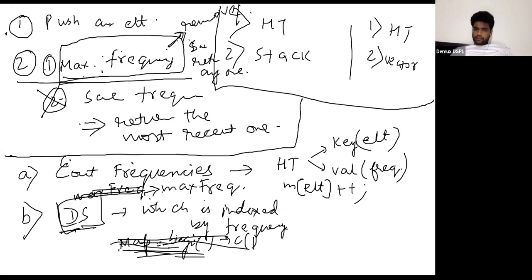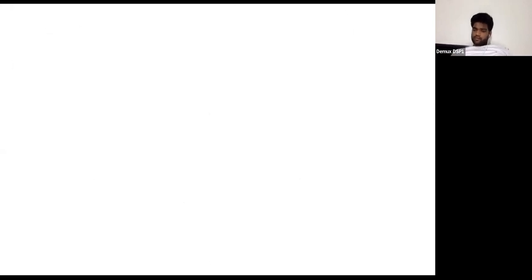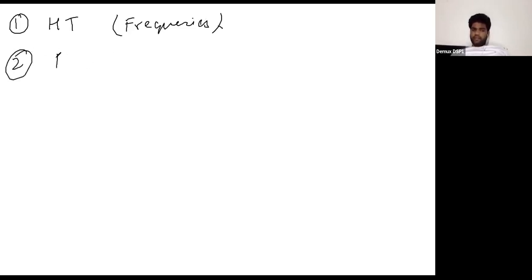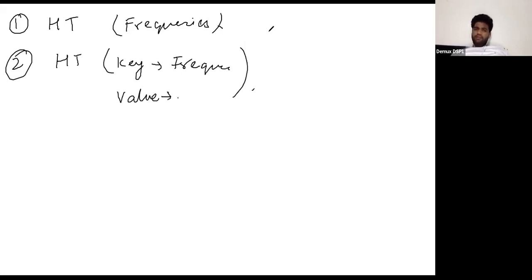So what all have I done so far? I have said that I need a frequency map. So I need a hash table to store the frequencies of every element. That's the first thing. The second thing I have observed is that I will also need a hash table where the key is the frequency and the value is something. Now I will have to see what the value is. Here the key is simply the element and the value is the frequency.